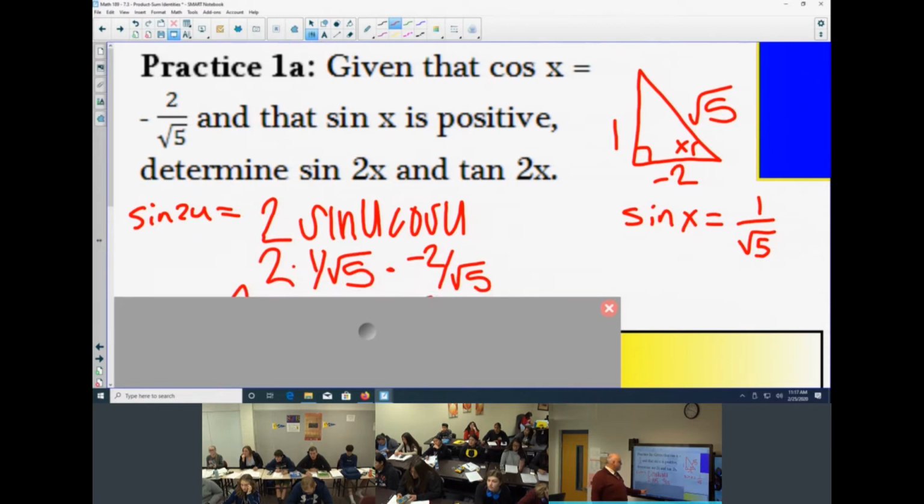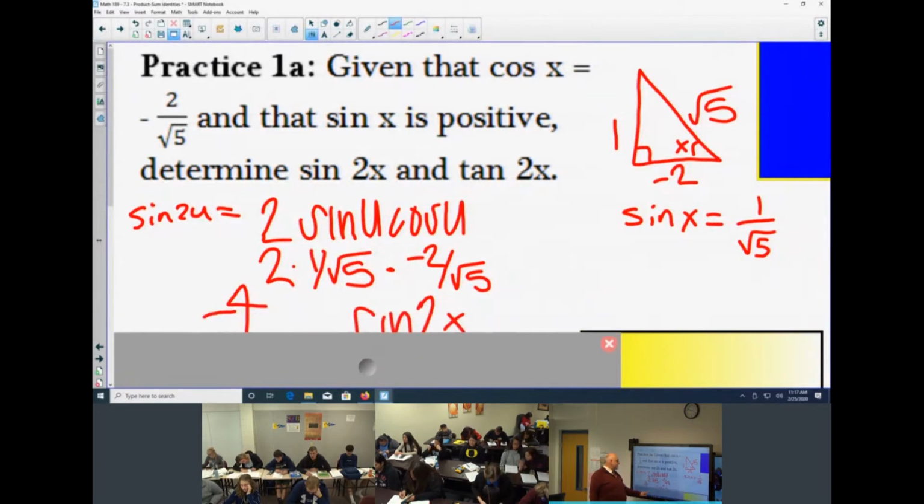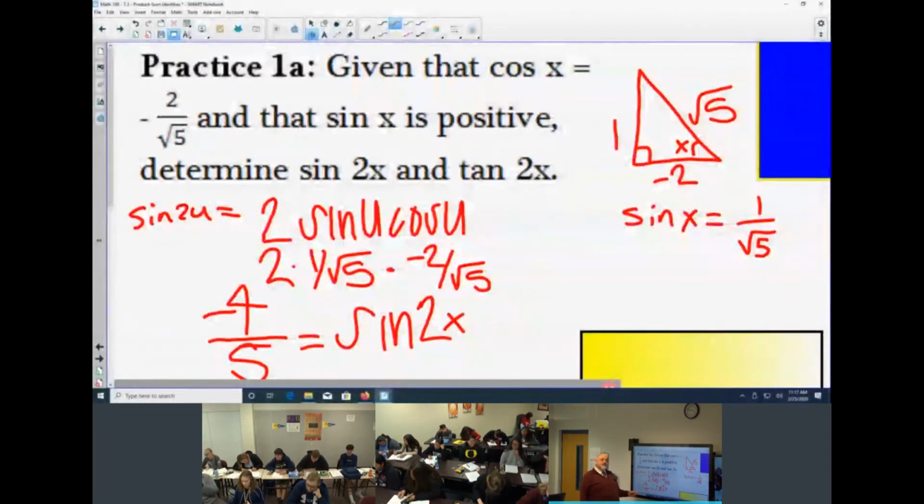Right? So if you just plug those in and then multiply out, 2 times 1 times negative 2 is negative 4. And then radical 5 times radical 5 is just 5. So the answer I was looking for is negative 4/5. That's the sine of 2x.